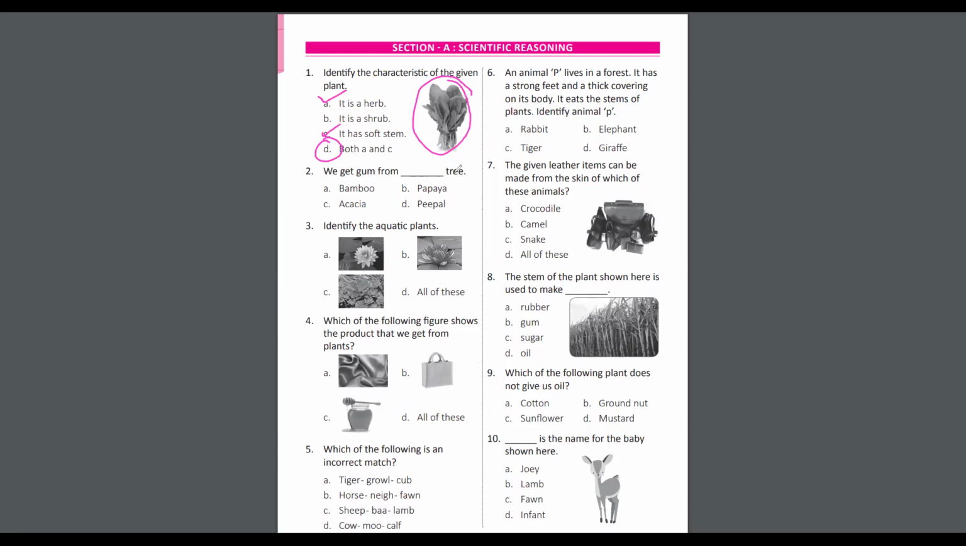We get gum from dash tree. So we get gum from which plant? So we have different options given over here. We need to identify the correct answer. So let me know, we get gum from which tree? So this is acacia. This is the water soluble gum over here, which we get from this plant.